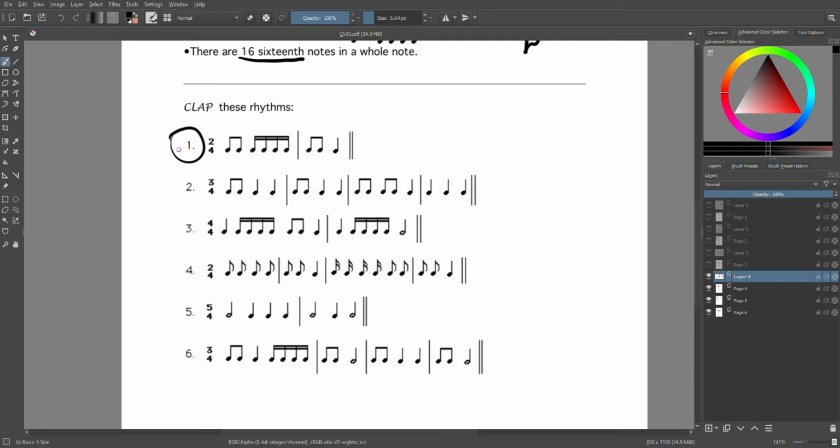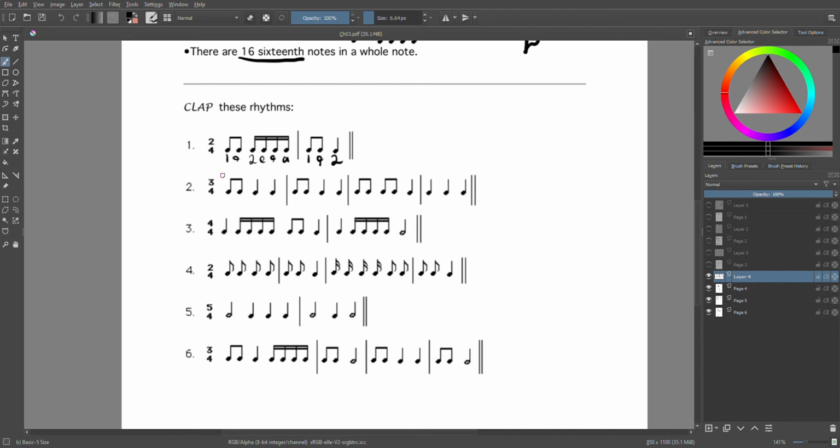The way I like to write it is 1 and 2 E and a 1 and 2. That's how we're going to count that. 1 and 2 E and a 1 and 2. All right, now we're at number 2.